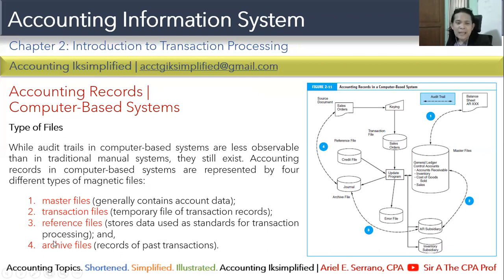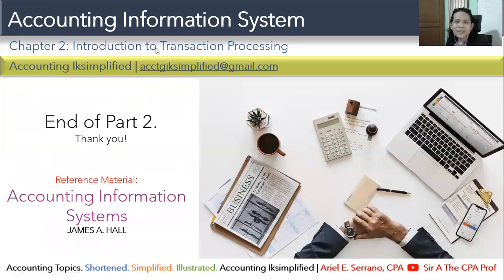And then the last item here is what we call the archive files. It records past transactions. Example natin dito ng archive files is your journal kasi nandiyan na po ang mga nangyari in the past. Okay? So yan po in a computerized environment or computer-based system, ito naman yung mga kailangan nating maging familiar with. Okay? So hanggang dito muna tayo sa accounting records discussion.